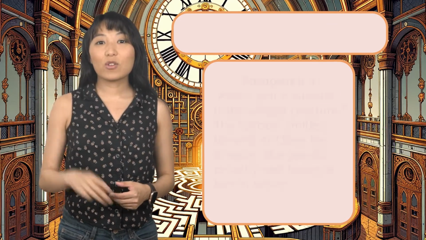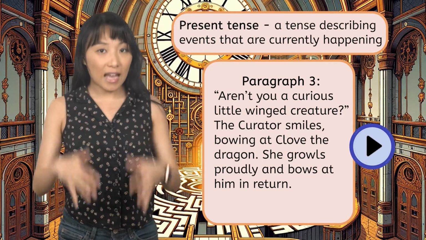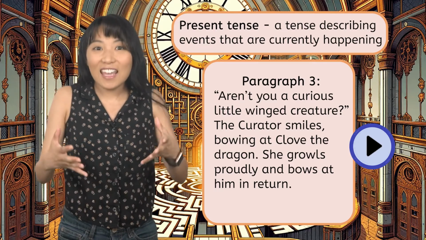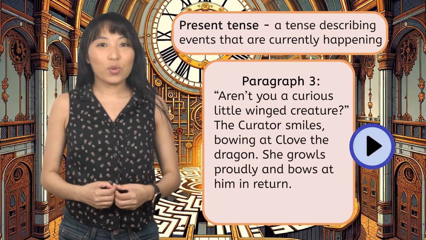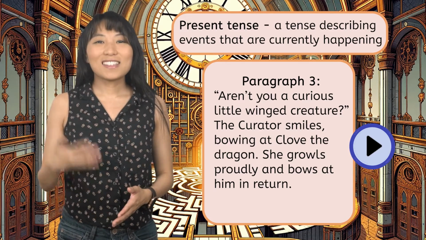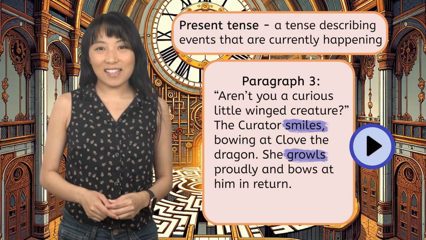Finally, the third paragraph is in present tense, which is used to describe events currently happening. When fiction is written in present tense, it can feel engaging and immediate, like the story is unfolding in real time. Again, verbs like smiles and growls help hint at the present tense.